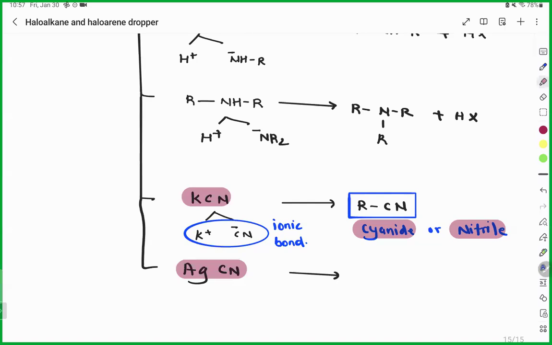Pratigya, what is the difference between the cyanide and nitrile? Anybody can answer. What is the difference between cyanide and nitrile? So, cyanide is negatively charged and nitrile has no charge. Kind of, but you have to elaborate more. You are right, but you have to dig out more.